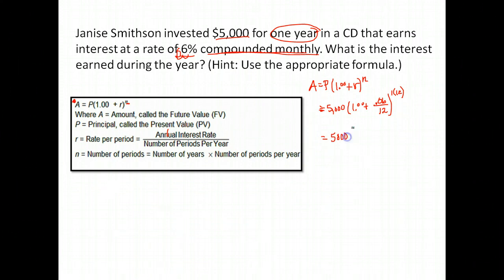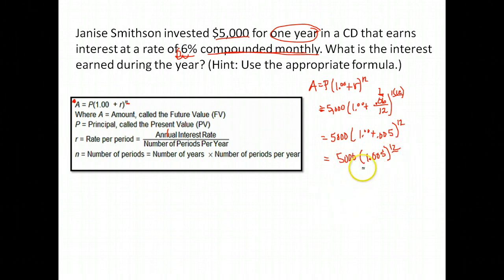Let's simplify a little bit. So the first thing we have to do is do the 0.06 divided by 12. That gives us 0.005. Here, 1 times 12 is just 12. Go ahead and add the 1 and the 0.005, and we have 1.005 to the 12th power. Okay, next we need to do our exponent. So we'll do our exponent and then we'll multiply.